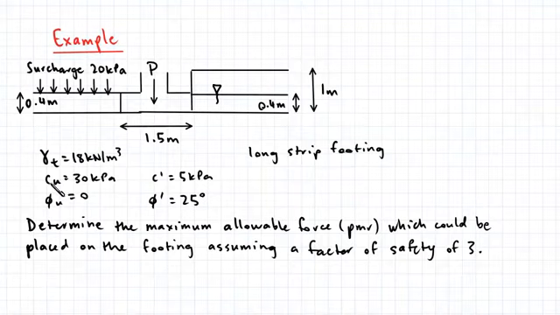Now if you note here, we're given two sets of data for the cohesion and angle of friction. So we have an undrained cohesion of 30 kPa and an undrained angle of friction of 0, as well as a drained cohesion of 5 kPa and a drained angle of friction of 25 degrees. So this means that we have to consider both an undrained analysis and a drained analysis.